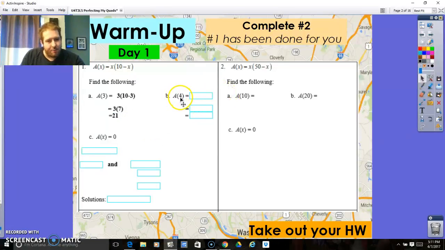This time we're doing A of 4. 4 being x, substitute it in. Just like you do for quadratic formula, you're going to substitute it in. Substitute in for x, and then solve, and you get 24.